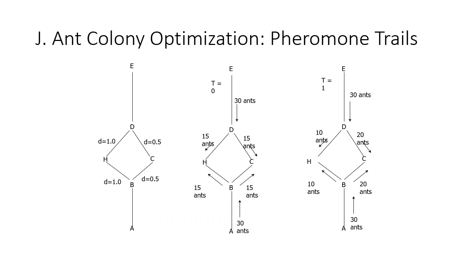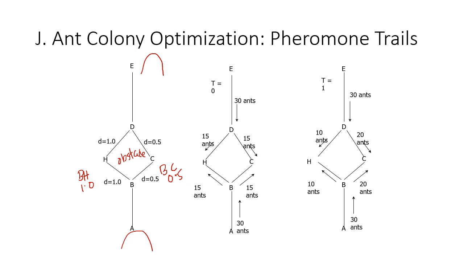There are two nests in this path. We have a nest at location A, nest A, and a nest at location E, nest E. In the middle between nest A and nest E, there is an obstacle. The paths are divided into two. The first path is the BH path with a distance of 1. And the second path is the BC path with a distance of 0.5, half the distance of path BH.